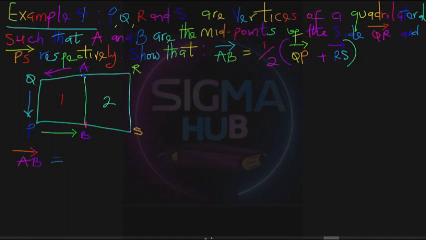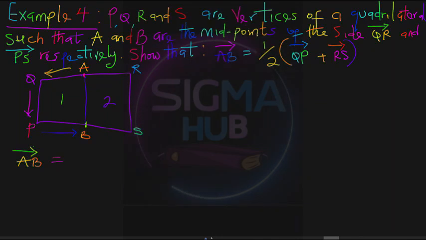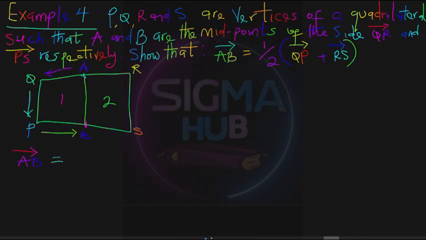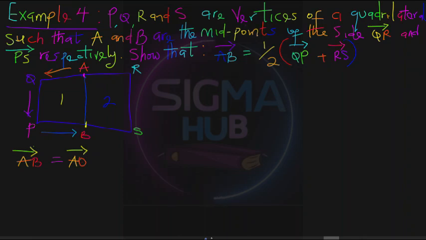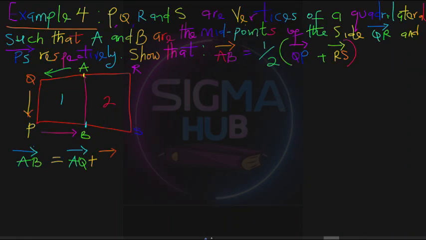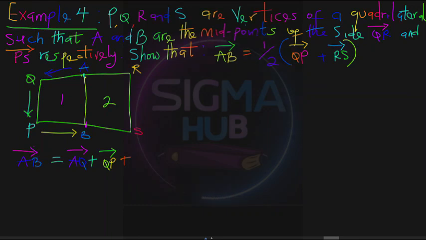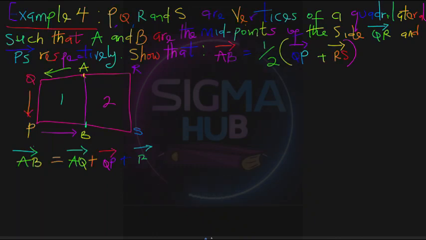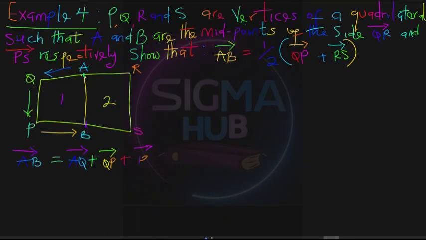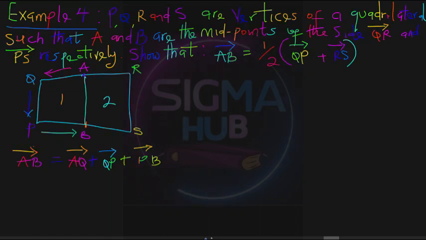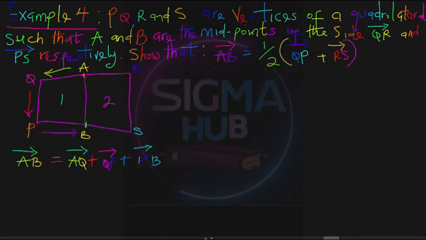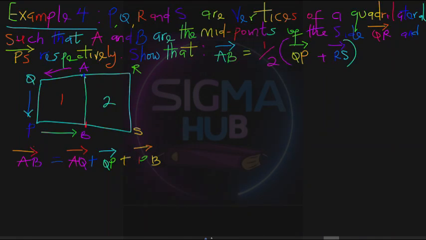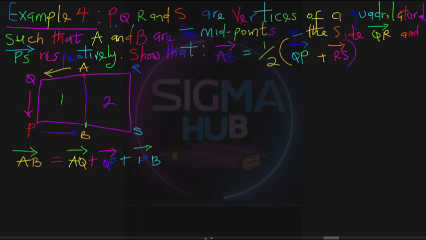So moving from A to B can also be done by moving from A to Q, then from Q to P, then from P to B. So AB is AQ plus QP plus PB. So that's the first way we can get AB.